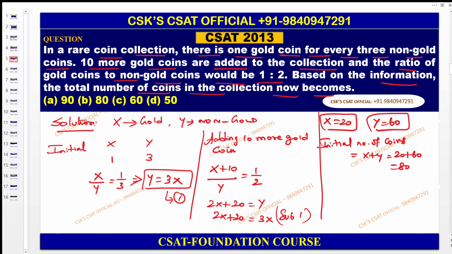The question is not the initial. They're asking, be careful with the options also, 80 also present. But the new total you need to do. So new total here is nothing but after adding the 10 coins. So 10 plus 80 becomes 90. So now the answer here is 90. If they're asking you how many coins are there in the initial, means the answer is 80.